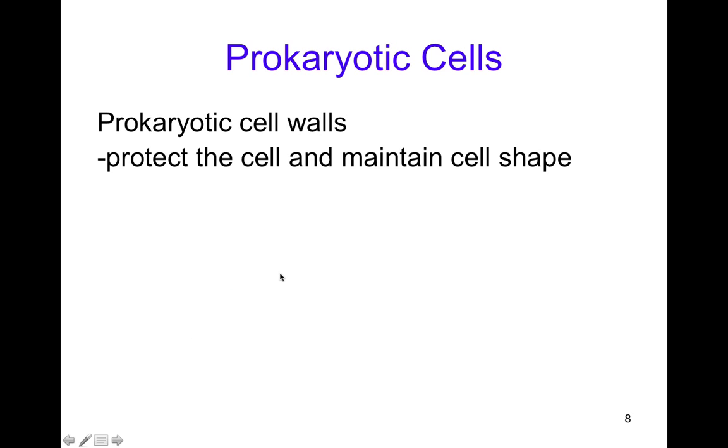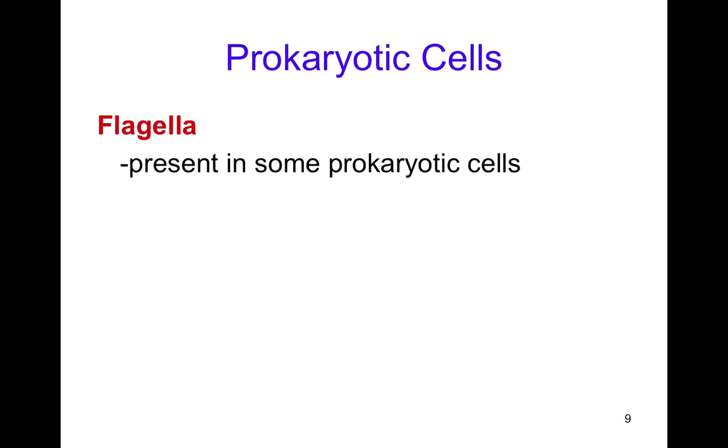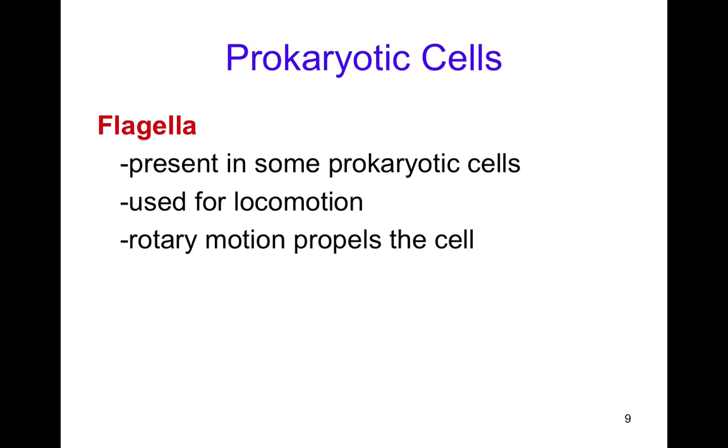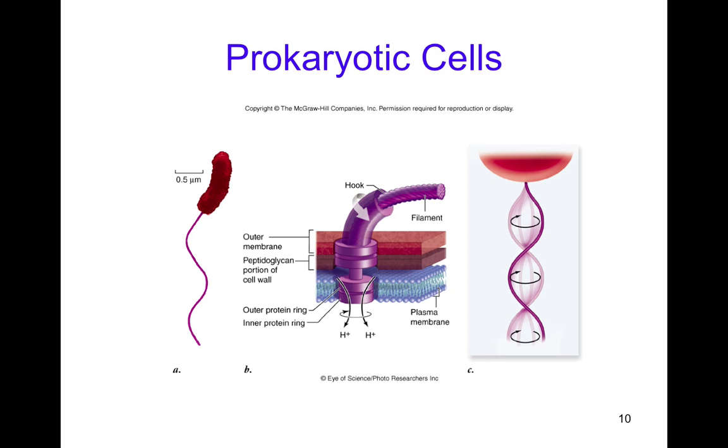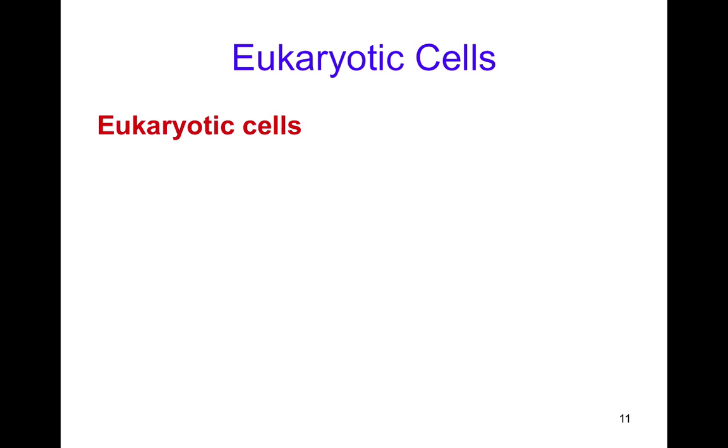Prokaryotic cell walls are designed to protect the cell and maintain the cell shape. The flagella is present in some prokaryotic cells, and again, it's used for locomotion. It uses a rotary motion, so it spins, and that causes the flagella to whip, and that propels the cell. You can kind of see that here.